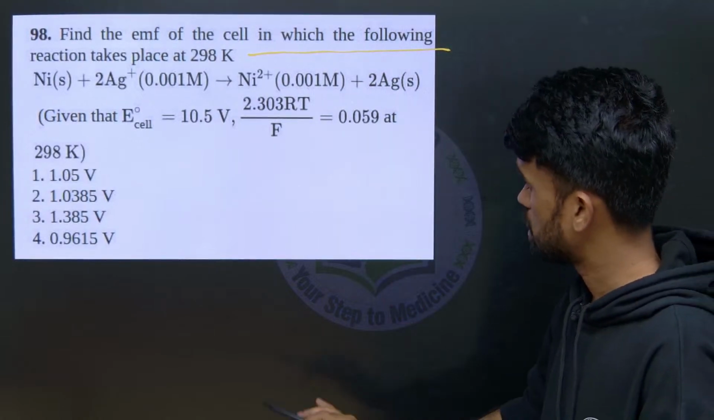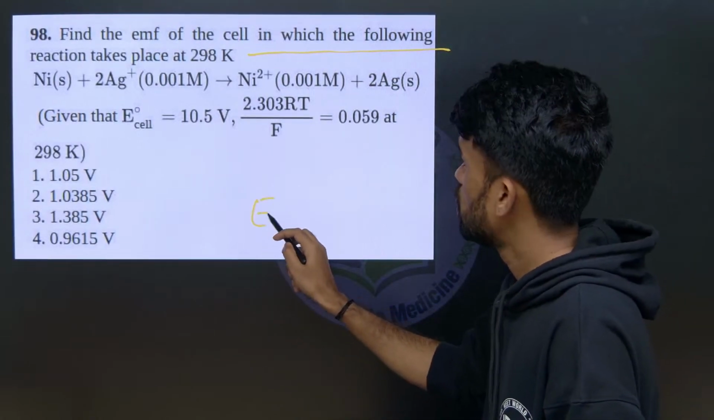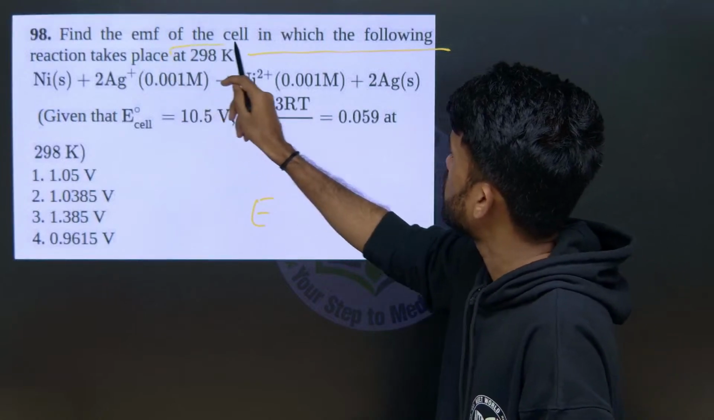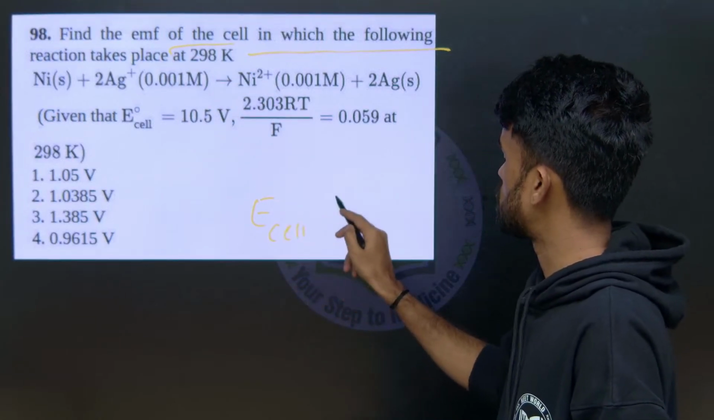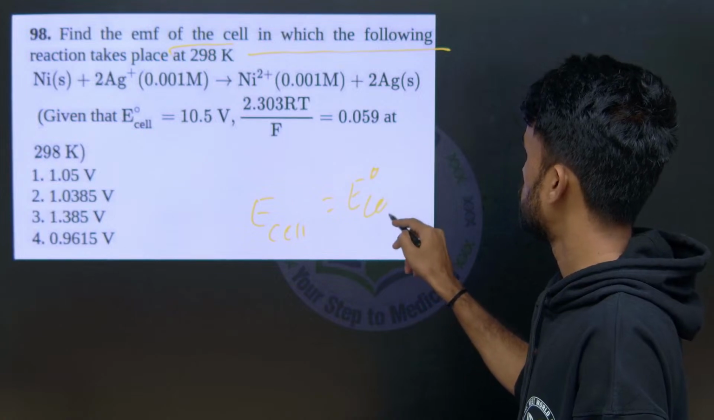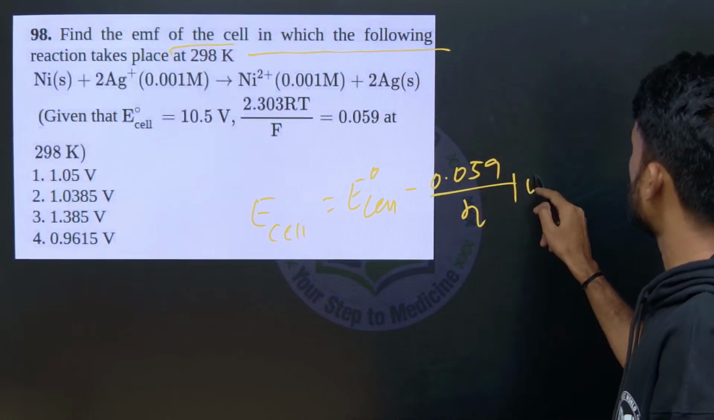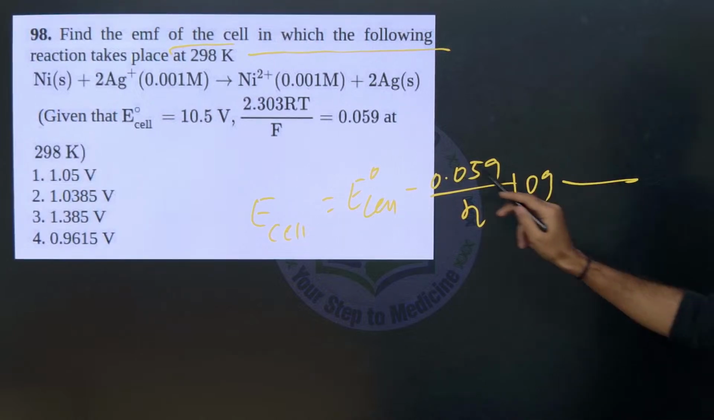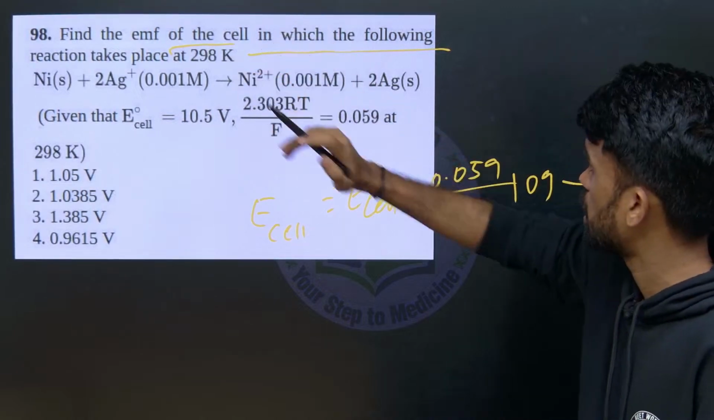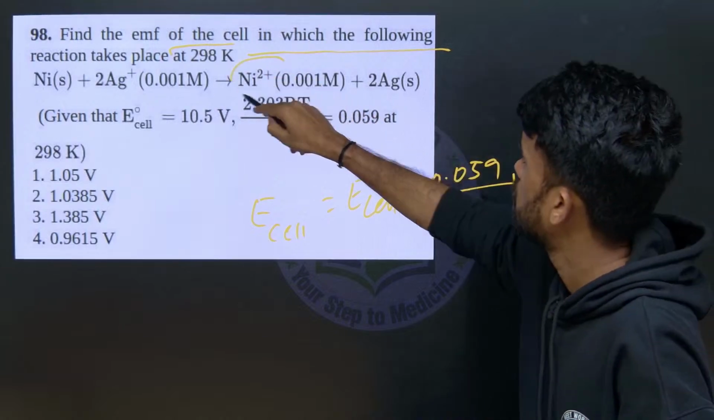This is also simple, based on the Nernst equation. Only an easy, simple calculation is required here. What they are asking is to find the EMF of the cell. So E cell equals E naught cell minus 0.059 by n log K. K means concentration of products by reactants. So what is the product here? We have nickel +2.